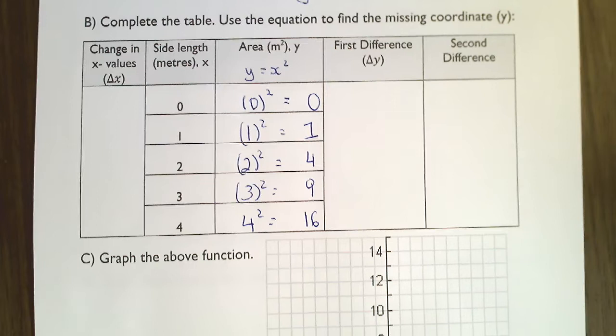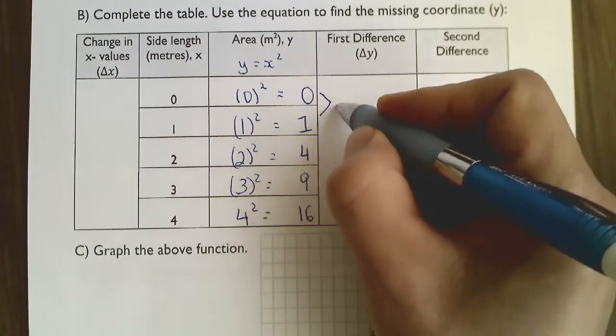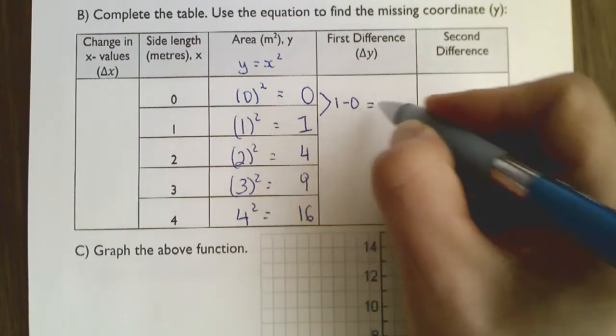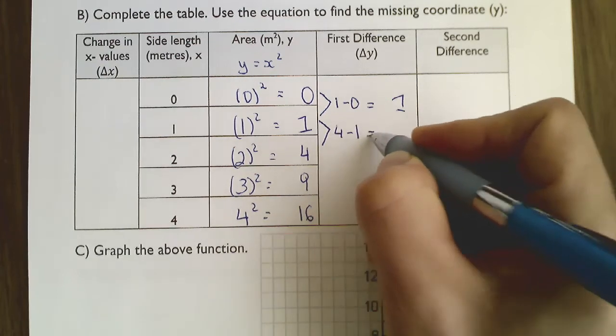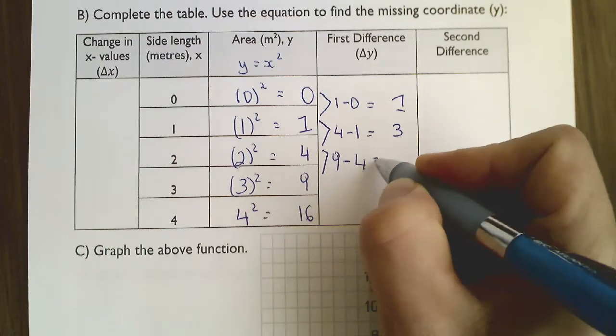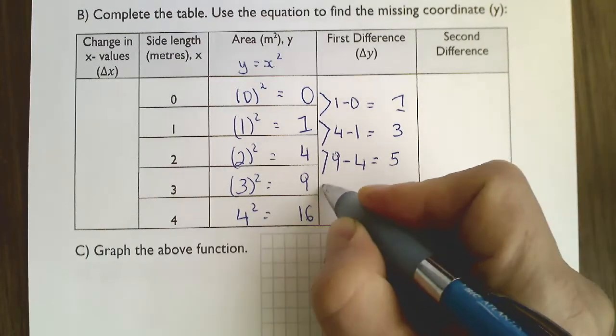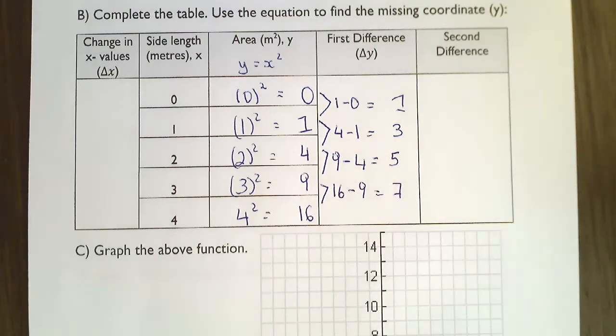All right, now we're going to check for the first differences. We'll check the difference between 0 and 1, which is 1. 4 and 1 would be 3. The difference between 9 and 4 is 5. And the difference between 16 and 9 is 7. What we notice is that the first differences are not constant. So at this point, we can conclude that this table of values does not represent a linear function.